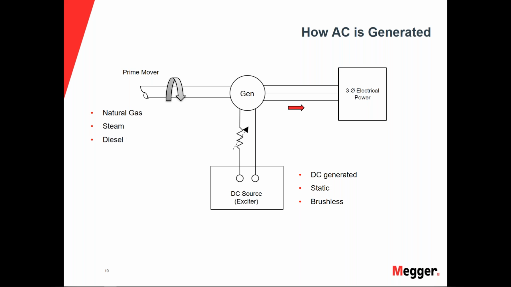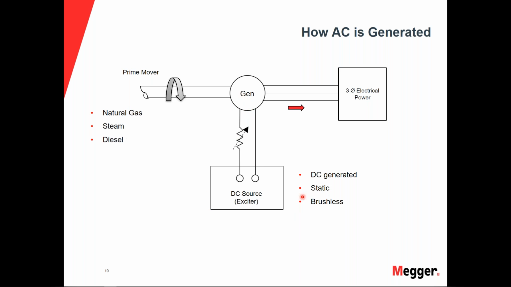So how's AC generated? What you do is you're going to have a prime mover, and the prime mover is going to be the mechanical energy that you're actually going to use to create electrical energy. Some prime movers are powered by natural gas, by steam, or even by a diesel engine. And as this prime mover is rotating, we're not generating electricity yet.